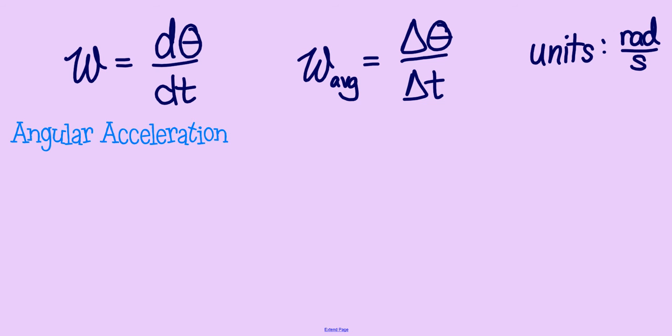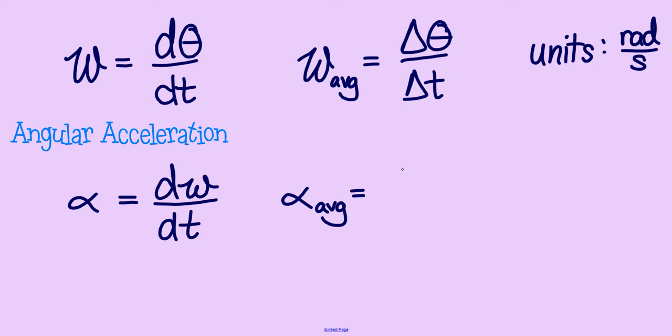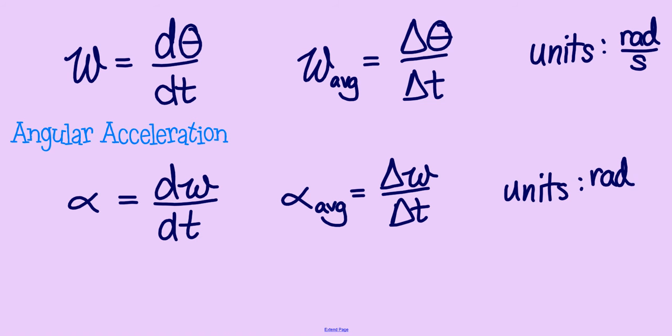And lastly, we have angular acceleration. Similar to linear acceleration, angular acceleration is the rate of change of the angular velocity with respect to time. Once again, this is an instantaneous angular acceleration. If we simply wanted an average angular acceleration, we could do the change in angular velocity divided by the change in time. Units here are radians per second squared.